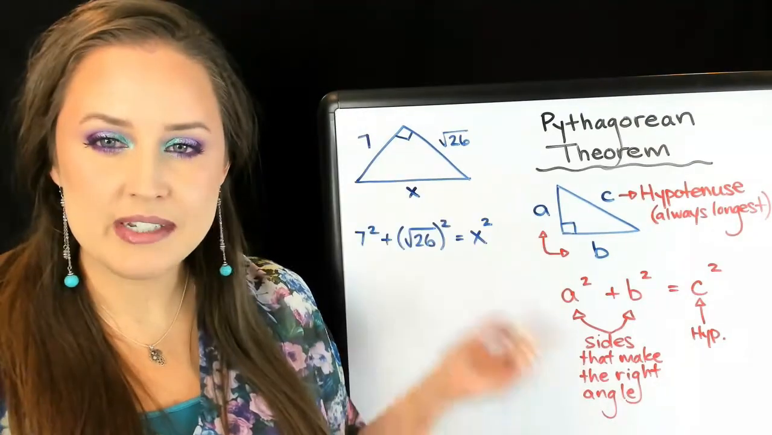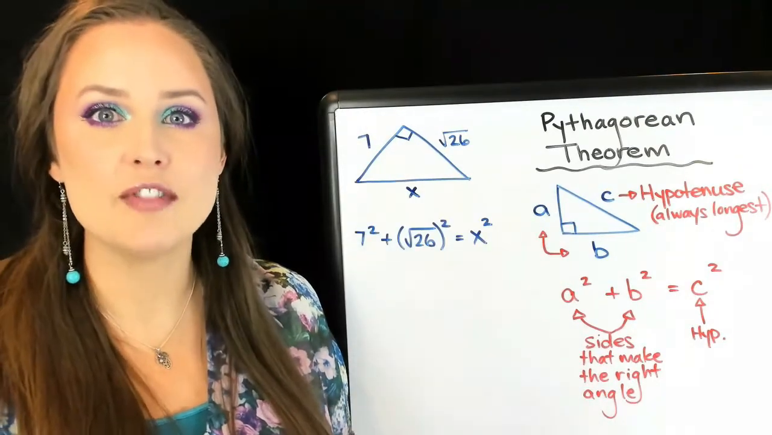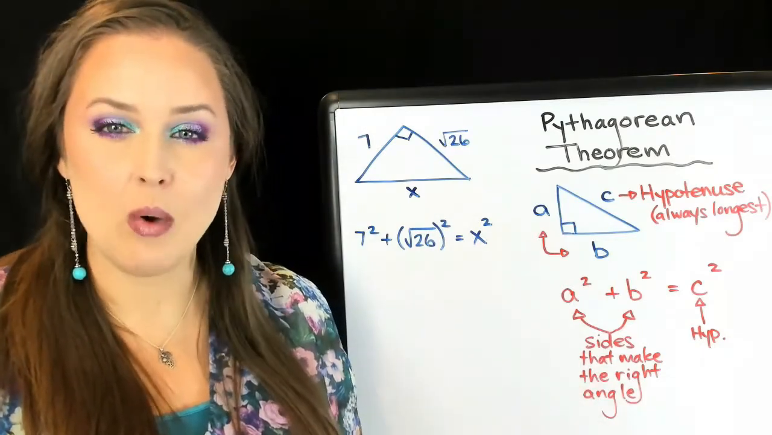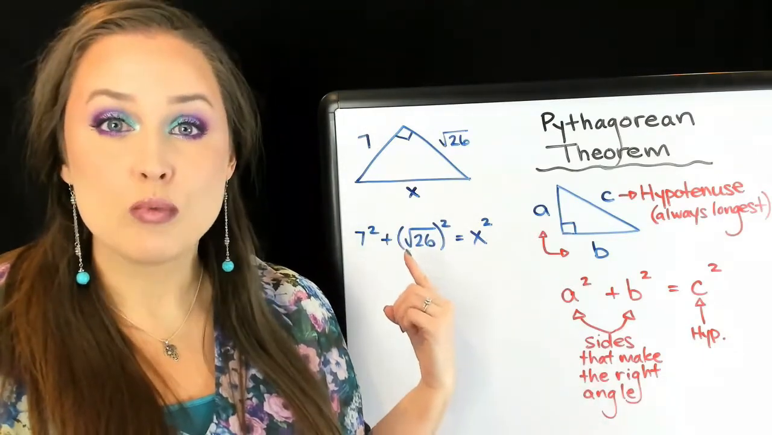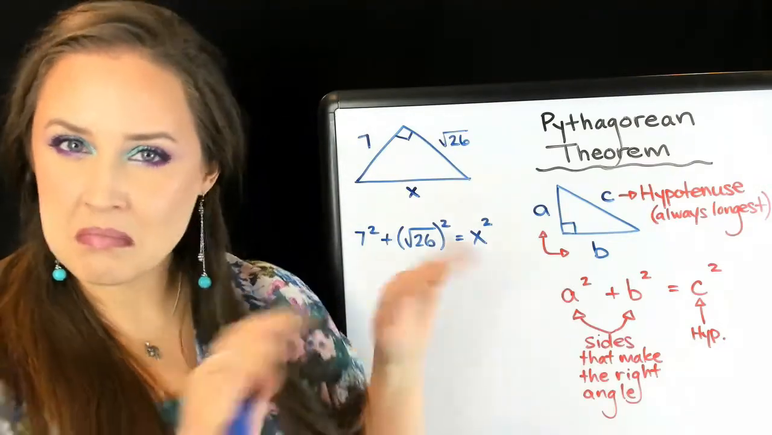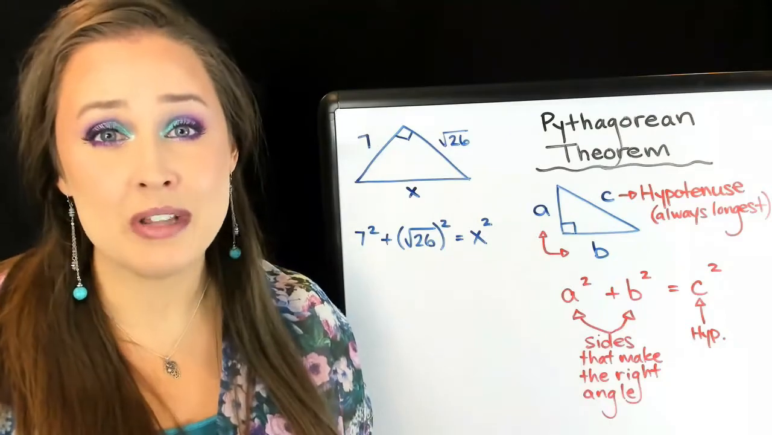Notice I've put parentheses around the square root 26. You don't have to, but when in doubt, use more parentheses than you think you need. So anytime you're putting it around a root, a negative number, or if there's more than one number, which we'll see on the next problem, then use parentheses to your advantage.